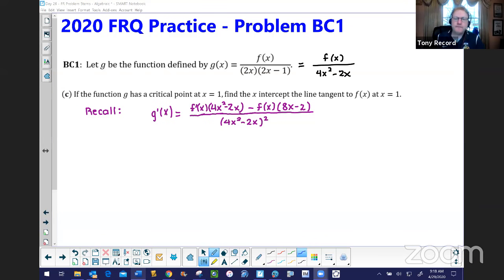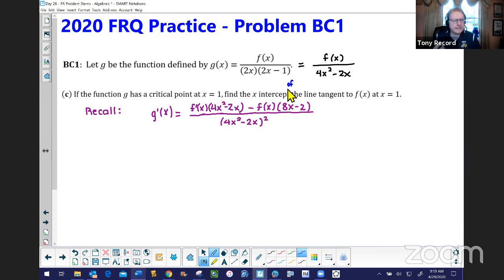And again, we'll kind of think of that denominator as being multiplied through as 4x squared minus 2x under the f of x. Now, part C reads, if the function g has a critical point at x equal 1, find the x-intercept of the line tangent to f of x at x equal 1. And I think I may have forgot the word of there, find the x-intercept of the line tangent to f of x.